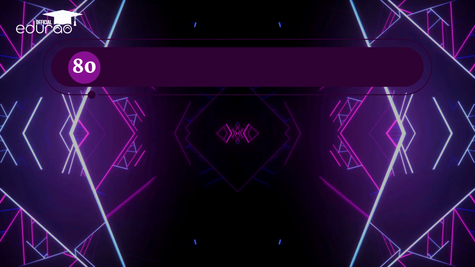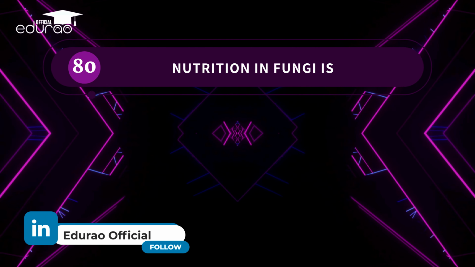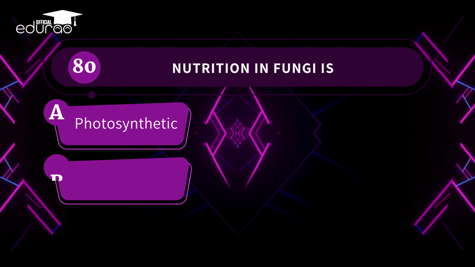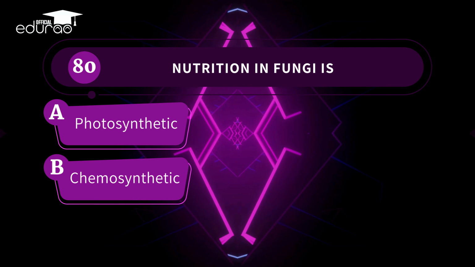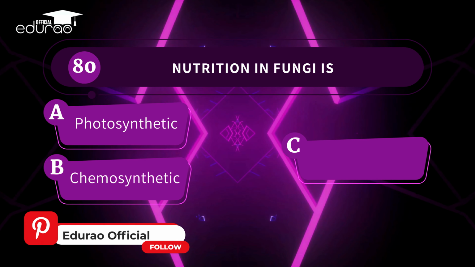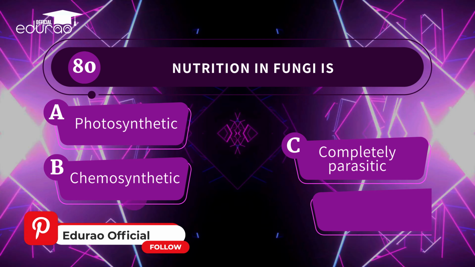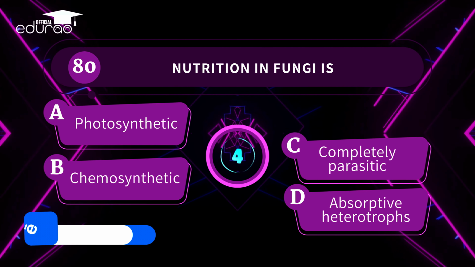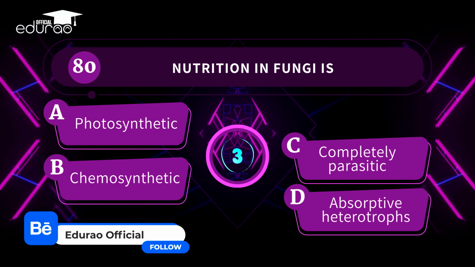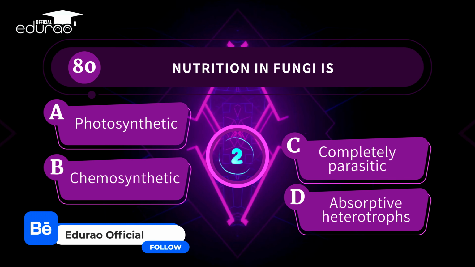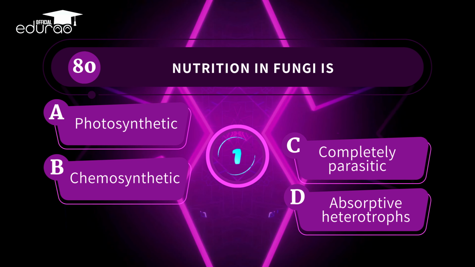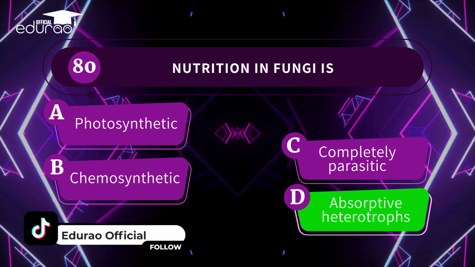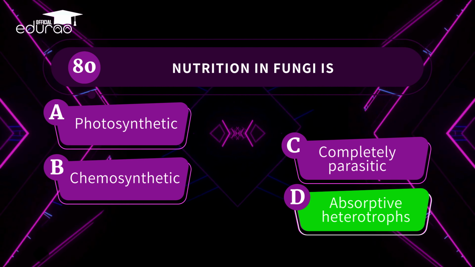Question 80. Nutrition in fungi is A. Photosynthetic. B. Chemosynthetic. C. Completely parasitic. D. Absorptive heterotrophs. You're completely right. Correct answer is absorptive heterotrophs.